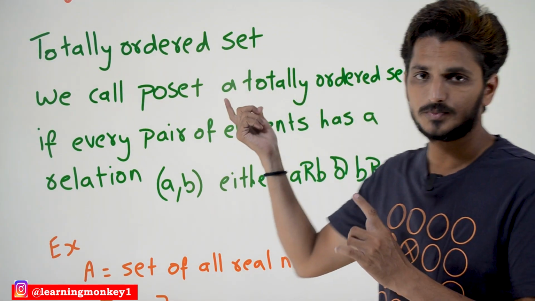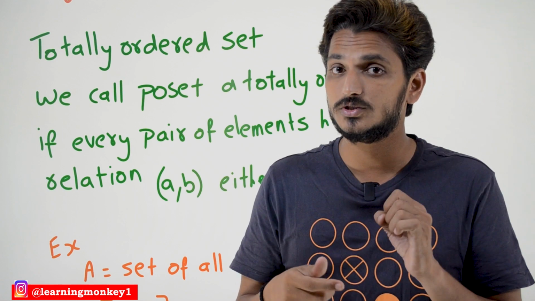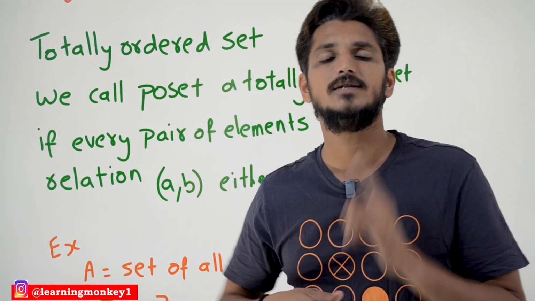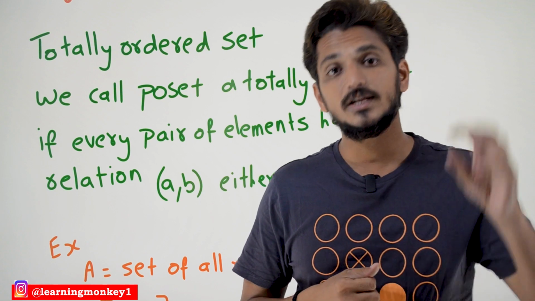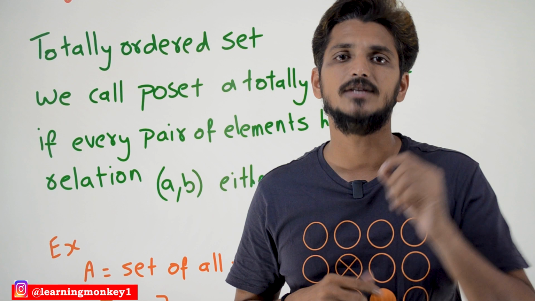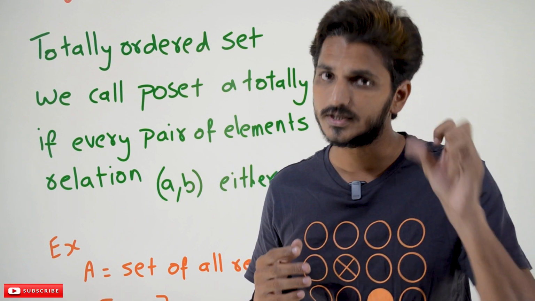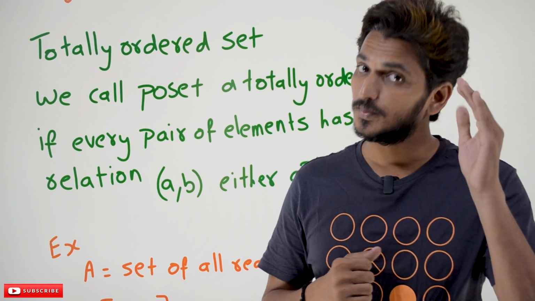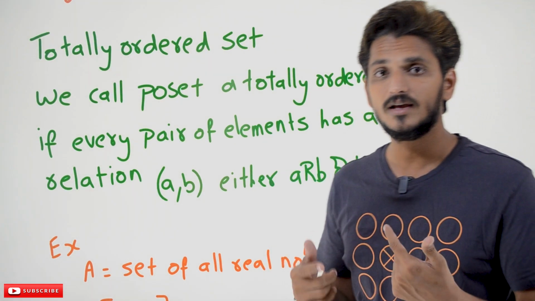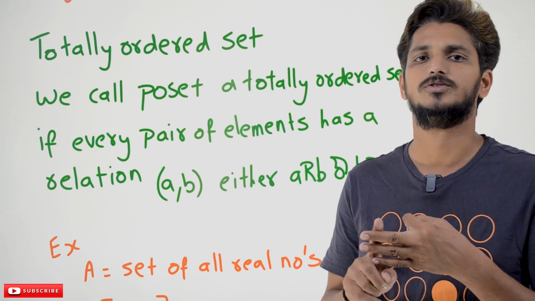You have to understand this properly. Before you check for totally ordered set, first you need to check for partially ordered set. If it is a POSET, then only you have to check for the totally ordered set condition. So the totally ordered set condition will be checked on POSETs. First it should be a partially ordered set, meaning it has to satisfy three properties: reflexive, anti-symmetric, transitive.